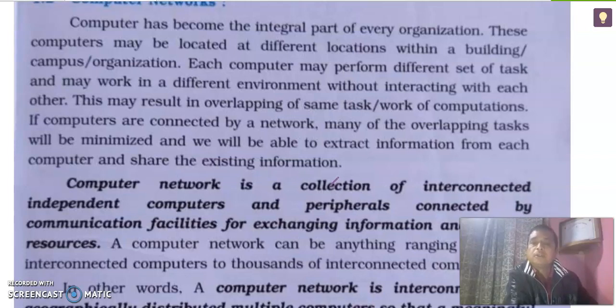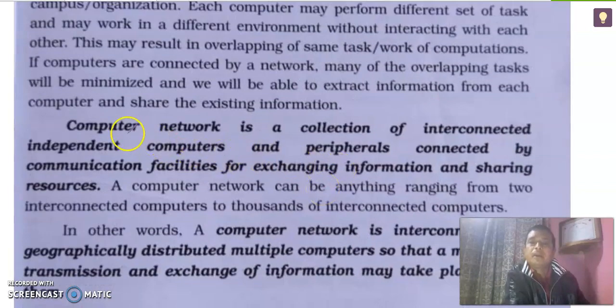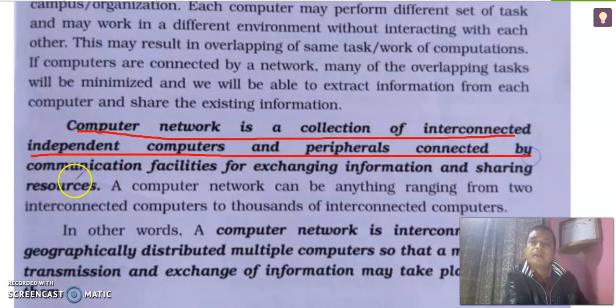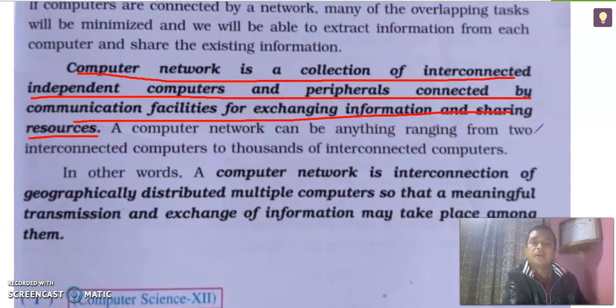So a network is not only for sharing data and information within a computer, but we can also share the resources. Here we can read that a computer network is a collection of interconnected, interdependent computers and peripherals connected by communication facilities for exchanging information and sharing resources. So resources could be any hardware apart from the information we have in our computer.